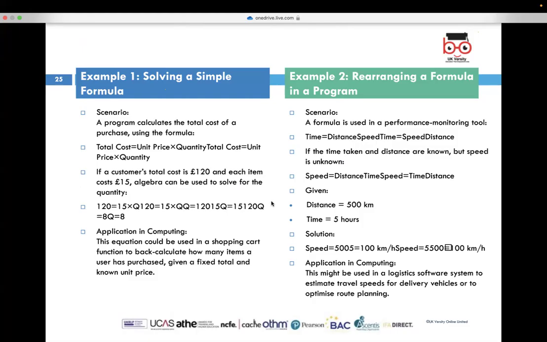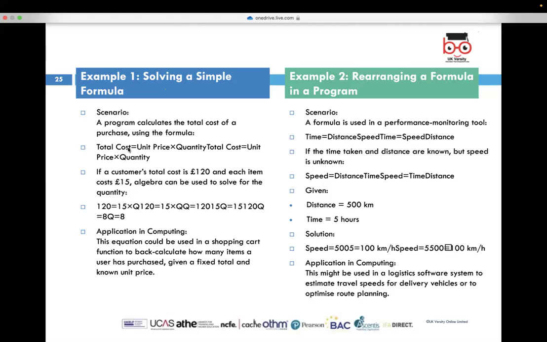Example 1, solving a simple formula. The scenario here is that a program calculates the total cost of a purchase using the formula total cost equals unit price multiplied by quantity. If a customer's total cost is £120 and each item costs £15, algebra can be used to solve for the quantity. So for this example, you would substitute the values in.